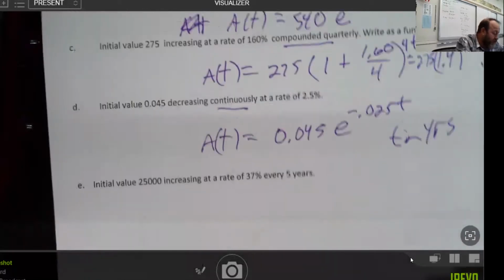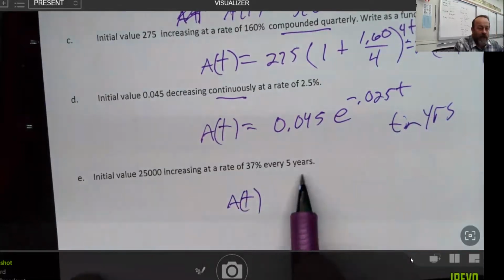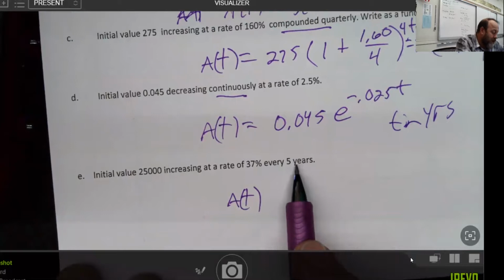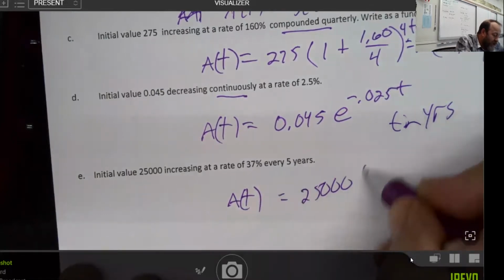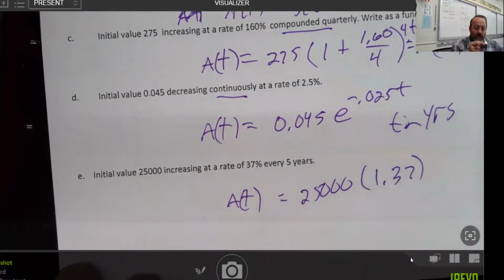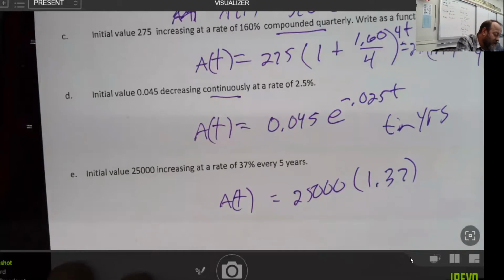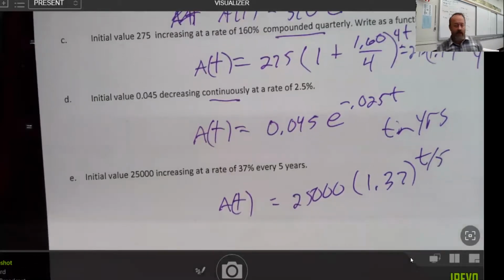And then our last one is a little bit tricky. It has this idea that sounds almost like compounding, but we don't say it. And so we have 25,000, but we're increasing at that rate of 37%. So I've got 1 plus 0.37, but it's saying that it doesn't happen every year. It says it actually takes 5 years for this to occur. So it's kind of slowing time down to make that happen. And so that's the end of problem number 8.